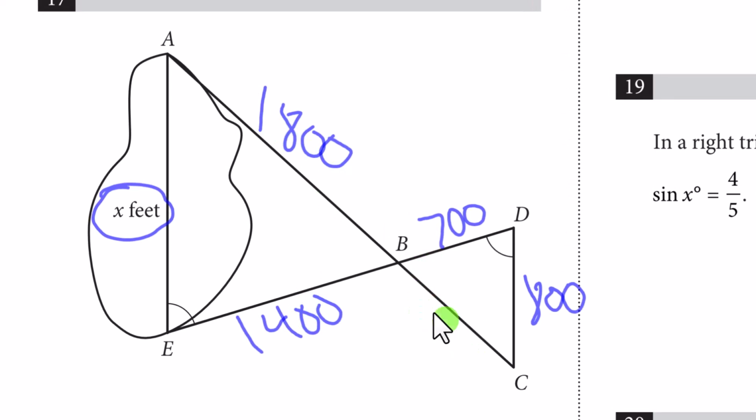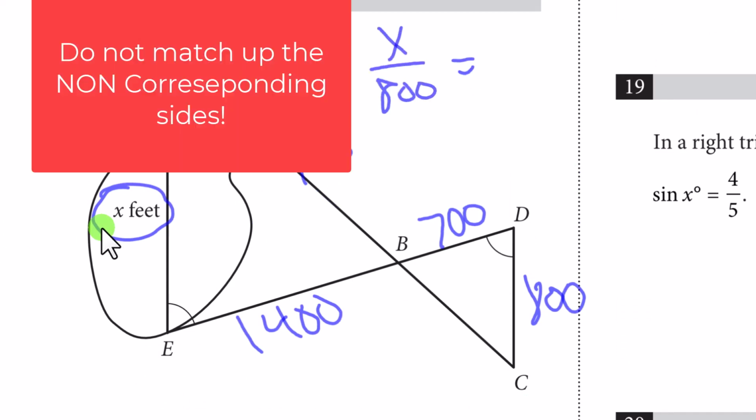Now you'll notice there's no value here for BC. 1800 is actually kind of useless. We don't care about the 1800. All we care about is the 1400, the 700, the 800, and the x feet. So how are we going to set this up? We know x is to 800 as, now make sure you line it up right, 1400 is to 700. You don't want to flip these around.